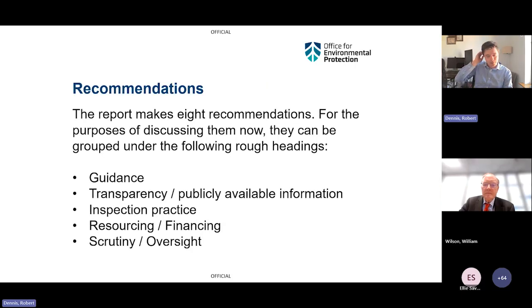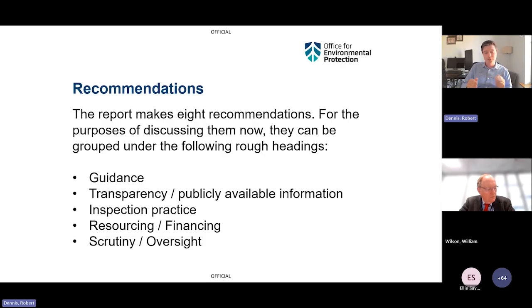So yes, as Will said, we went through the whole process of reviewing this wide range of laws and looking at these case studies, and we drew a number of findings out of these, and from those we put together a series of recommendations, and in total the report makes 8 recommendations.